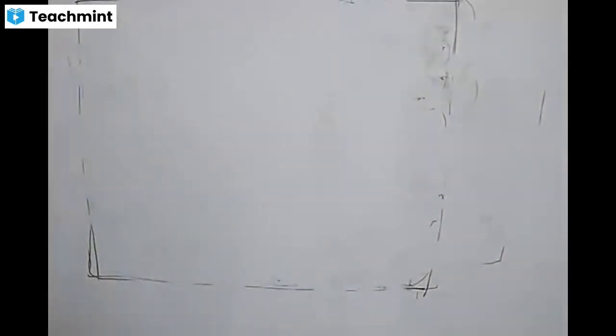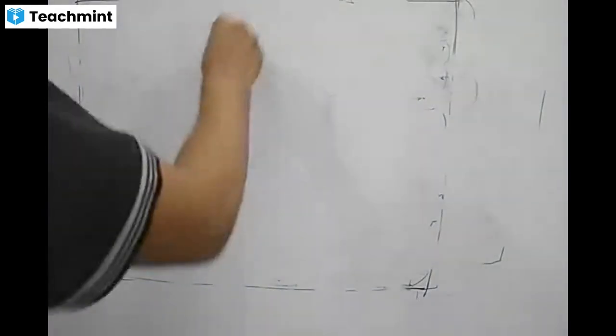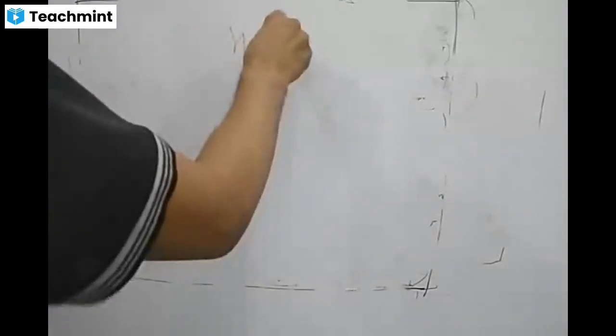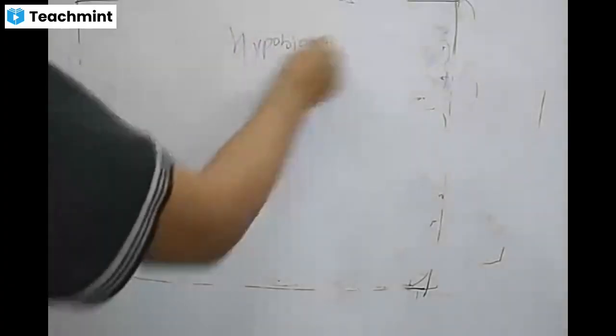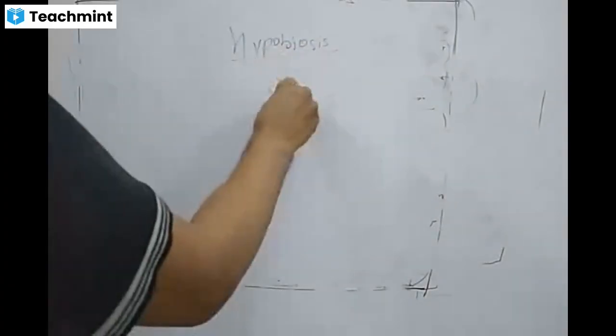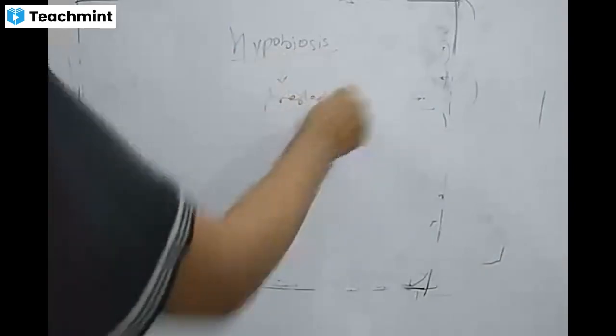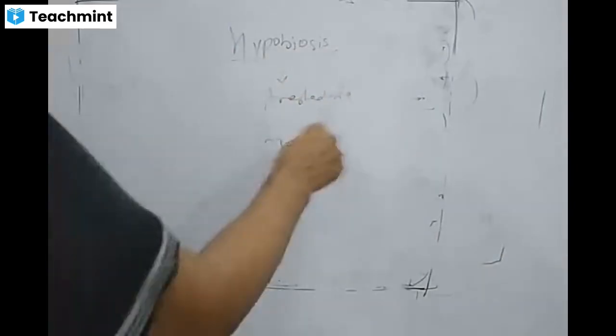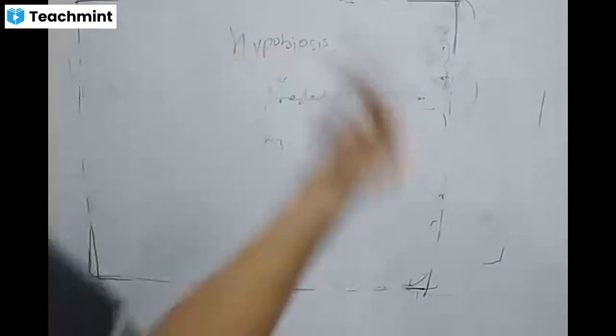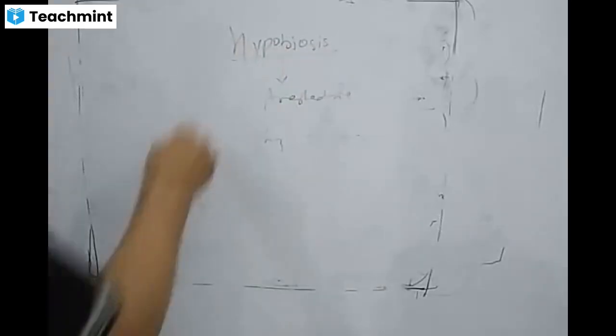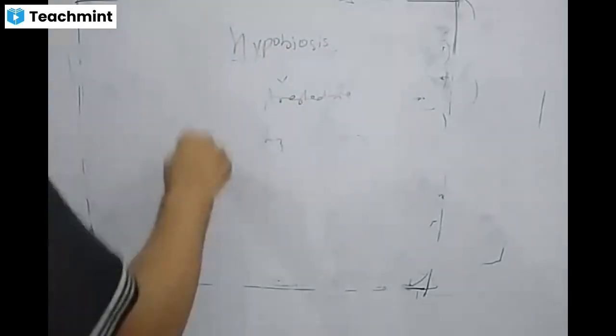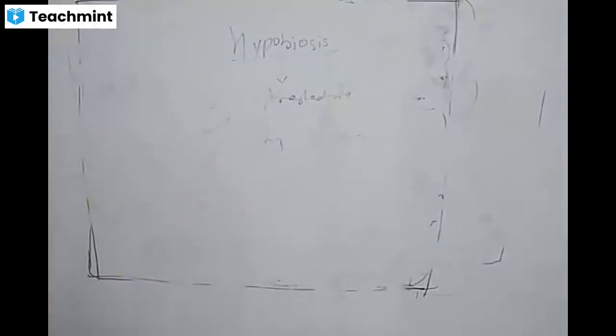Then there is one term, hypobiosis. Hypobiosis is nothing but arrested development. Arrested development means some larvae stopped developing further. They wait for favorable conditions, then develop. So there are many examples, like Haemonchus, other nematodes, and protozoa.